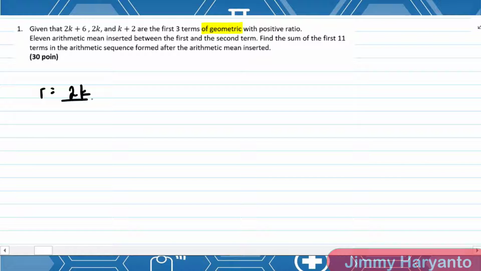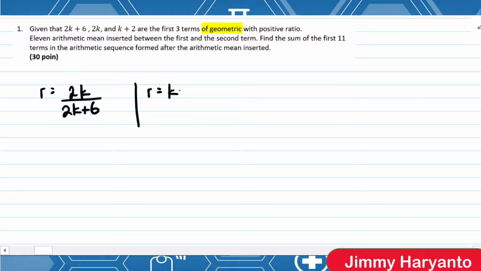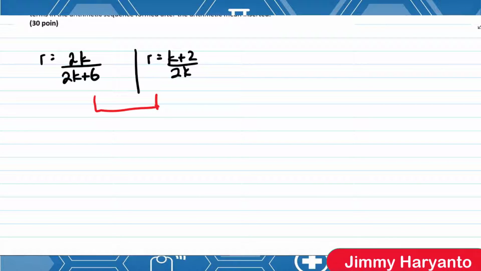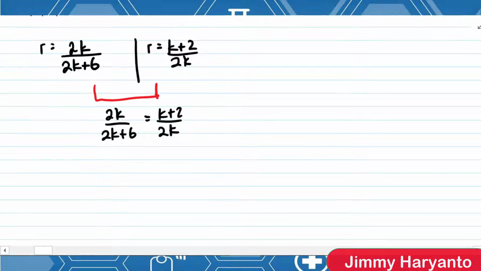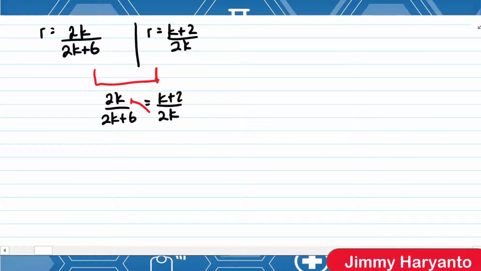So the ratio is 2k over 2k plus 6, u2 over u1. And then for the second one, r equals k plus 2 over 2k, u3 over u2. And we also know that when the sequence is geometric, the ratio should be the same. Therefore, we will get 2k over 2k plus 6 equals k plus 2 over 2k. Okay, and then next we have to cross multiply this times this, and that times that.